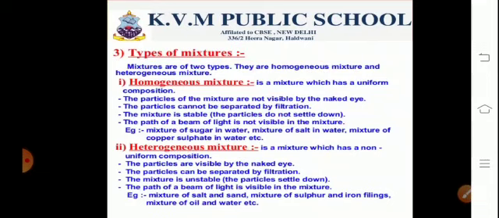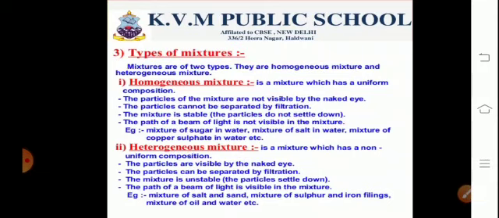Mixtures can be further subdivided into two: homogeneous and heterogeneous. Homogeneous mixtures have uniform composition. There is no boundary of separation which will help to distinguish the components which make it up. The particles of the mixture are not visible by naked eye. They cannot be separated by filtration because the particle size is very small.